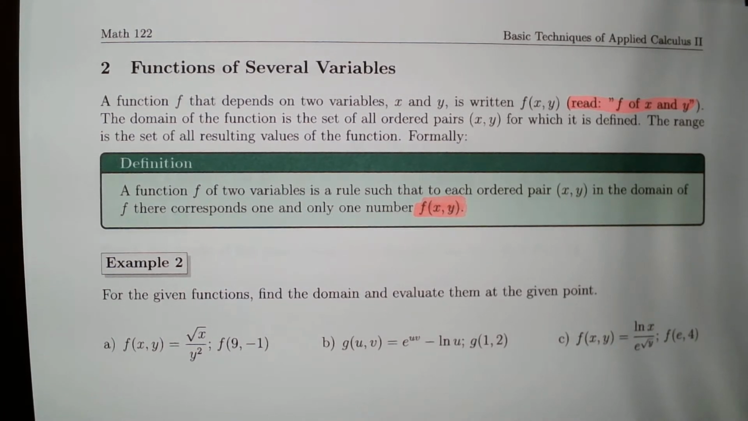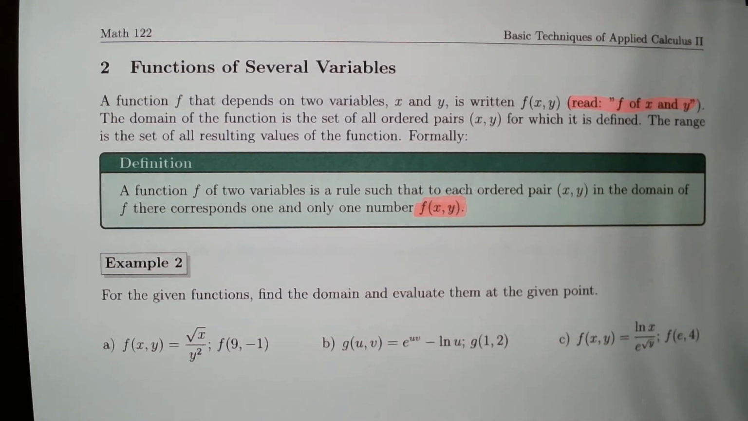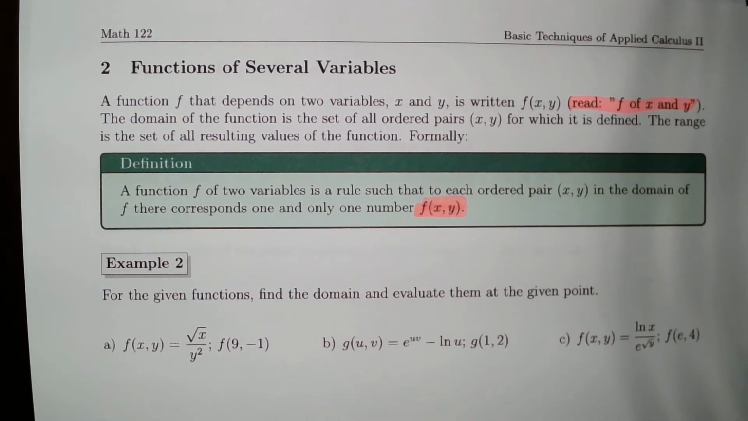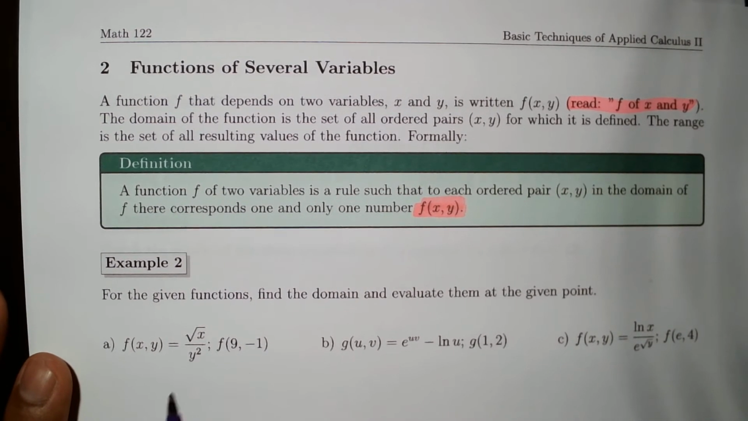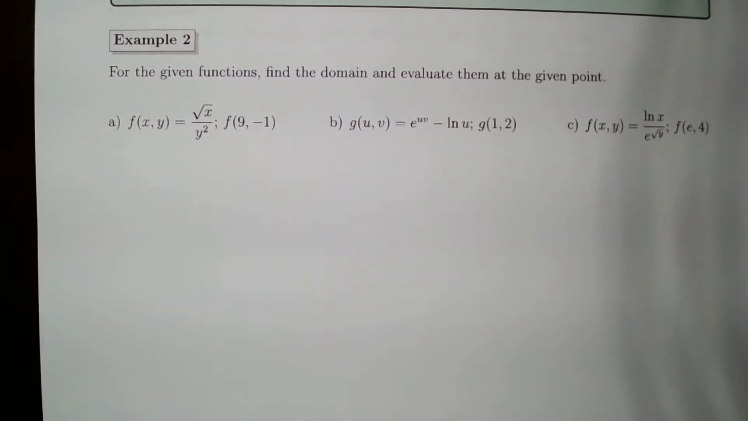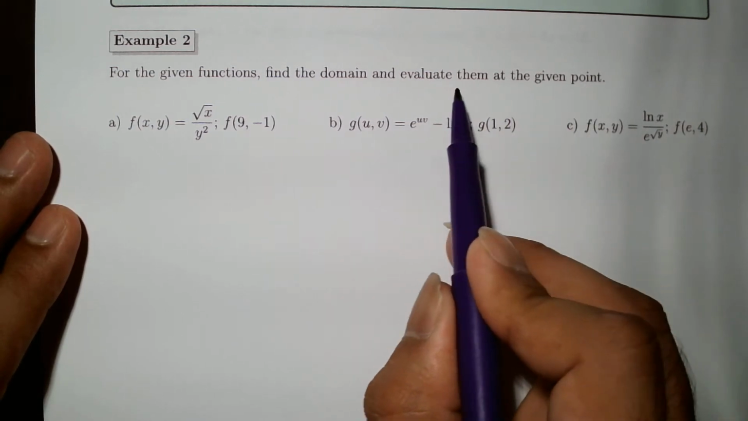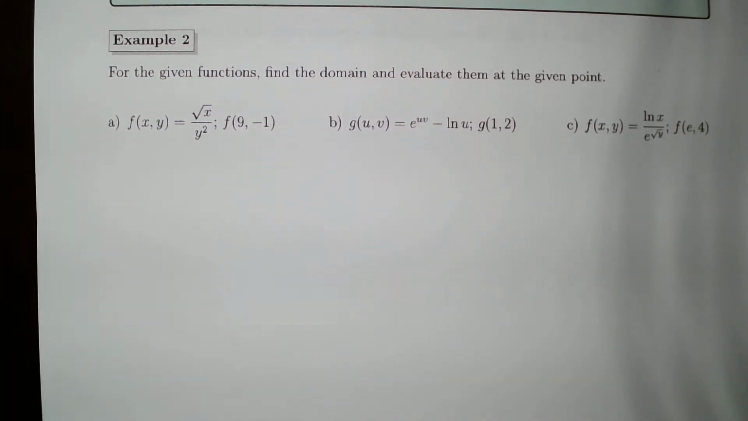Now, when it comes to evaluating functions of several variables, we are not just going to be given a value of x. We are going to be given instead an ordered pair, like the examples that we have below, for which they're asking us to find the domain and then evaluate them at a given point.